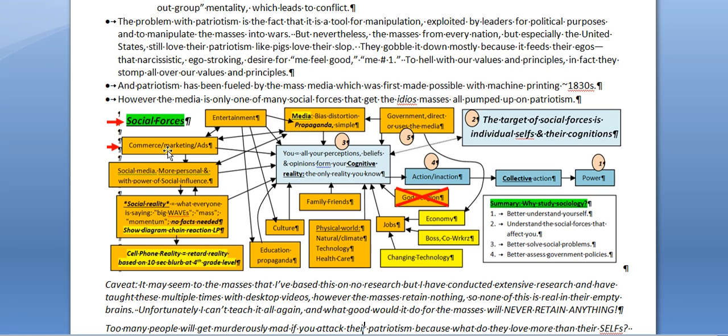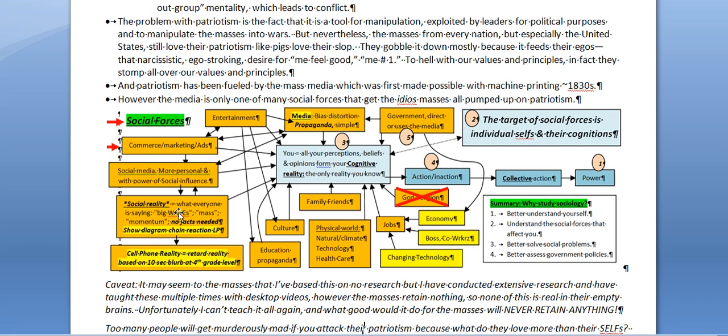Patriotic bullshit passed through advertising. Social media is much more powerful because it's spread through social reality. Right? What everyone is saying. The big stupid waves. No one knows jack shit for facts. No one knows jack shit for intelligent analysis. But they all know the big, stupid, simple wave. And that dominates. That always dominates the mass mind.